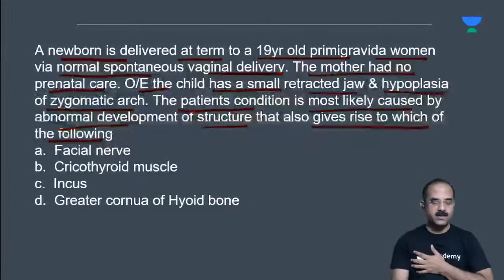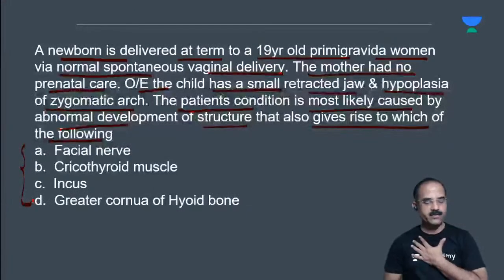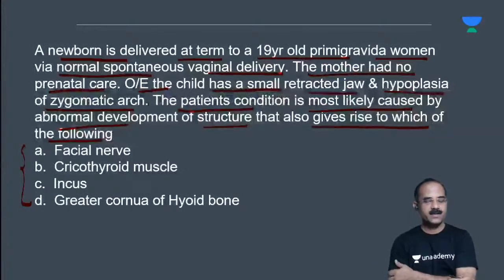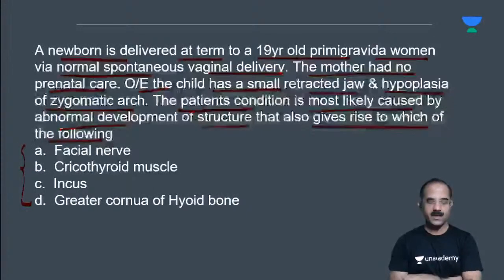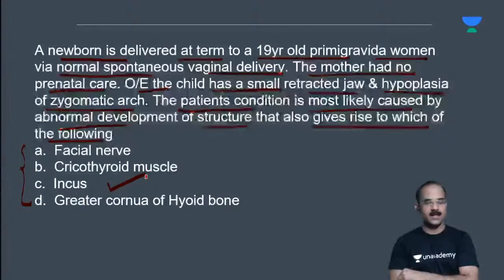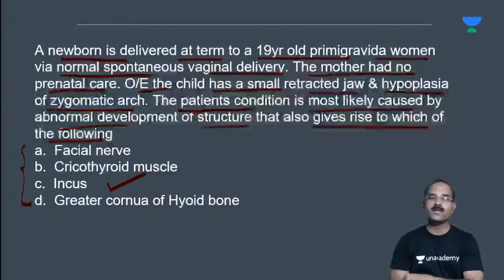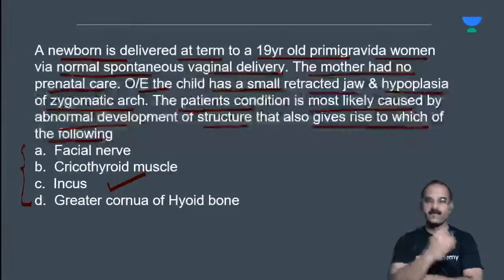So which other structure out of these four is derived from the first pharyngeal arch? That's the MCQ. Incus. Yes, very good. So the answer is incus. Malleus and incus, these two bones are derived from the first arch. The stapes is derived from the second pharyngeal arch.